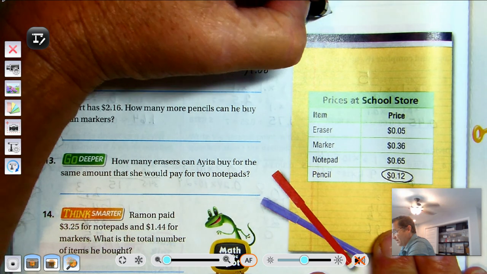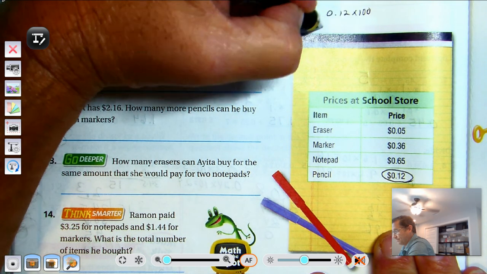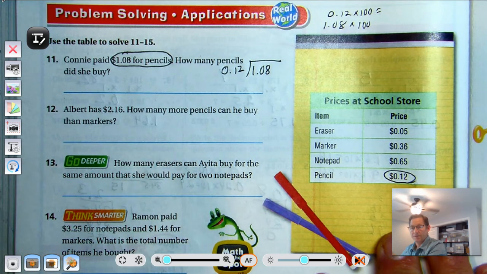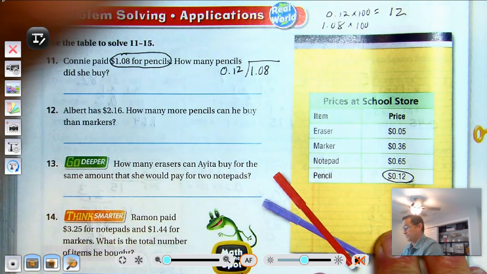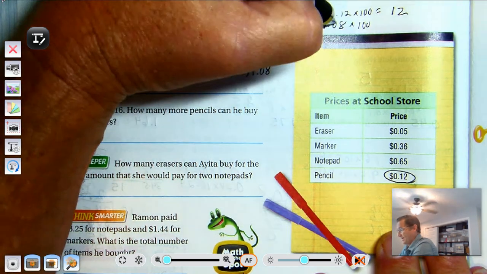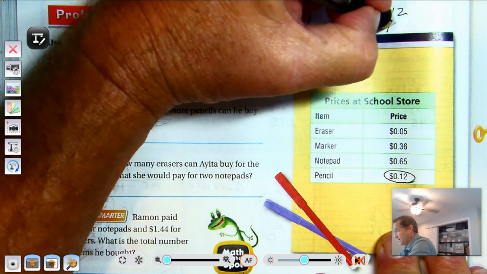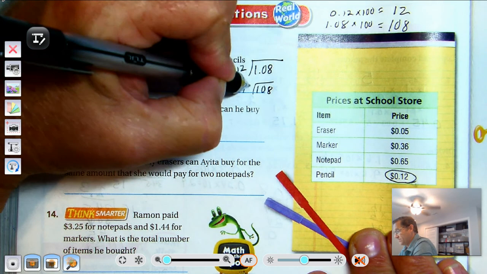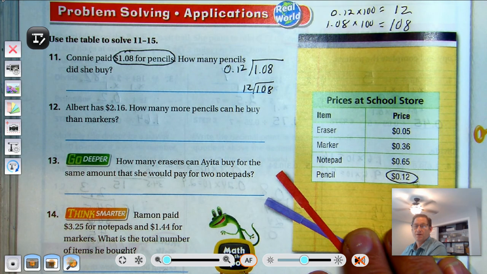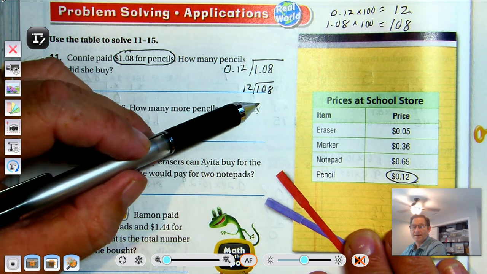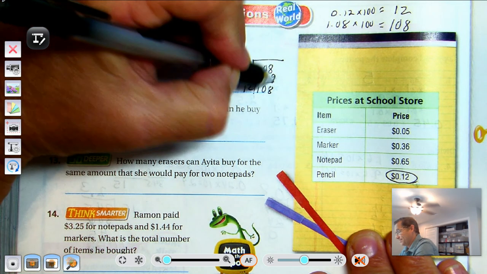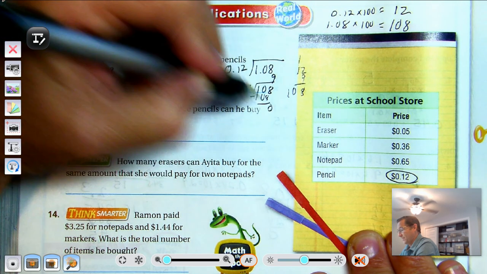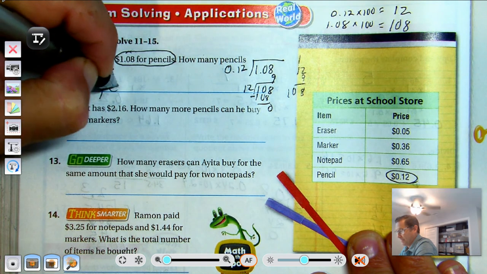Let's multiply both numbers by 100, which means we can move the decimal point 2 places to the right. And $1.08 times 100 would be 108. So let's do that division problem. 108 divided by 12. Well, I know 12 times 10 is 120, so it's probably 9. 12 times 9 is 108. So, 9 pencils.